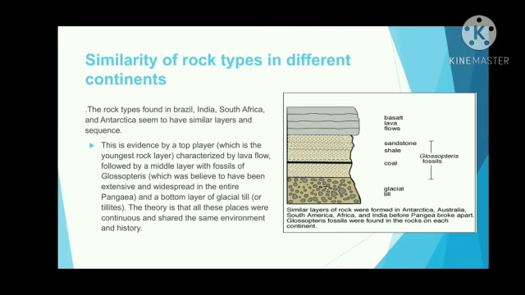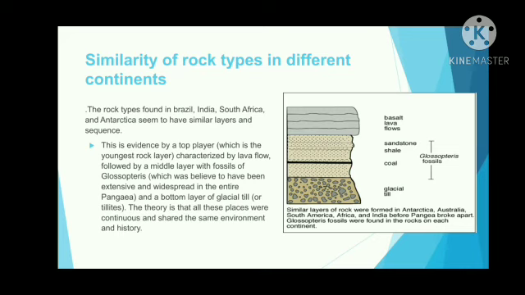Next, similarity of rock types in different continents. The rock types found in Brazil, India, South Africa, and Antarctica seem to have similar layers and sequence. This is evidenced by a top layer, which is the youngest rock layer, characterized by lava flow, followed by a middle layer with fossils of Glossopteris, which was believed to have been extensive and widespread in the entire Pangaea, and a bottom layer of glacial tillites. The theory is that all these places were continuous and shared the same environment and history.